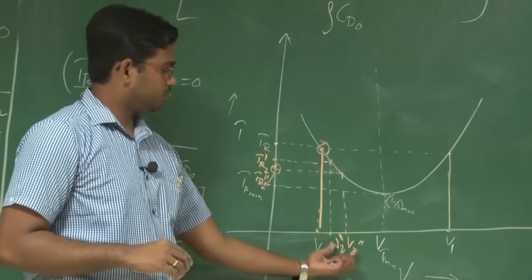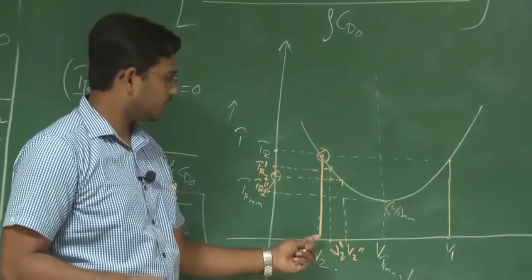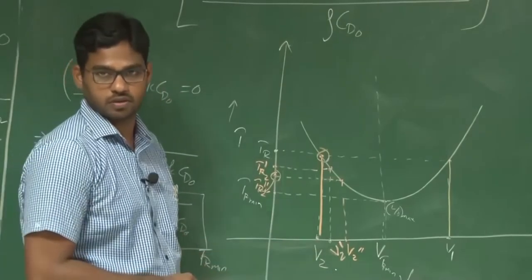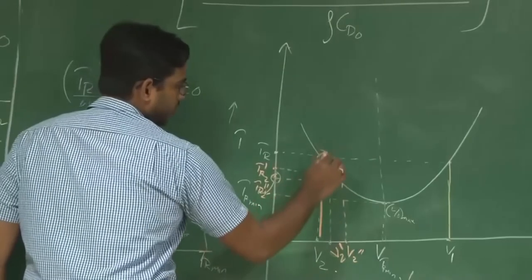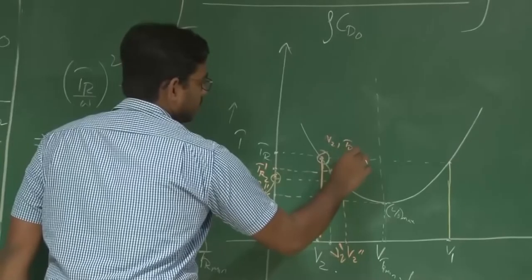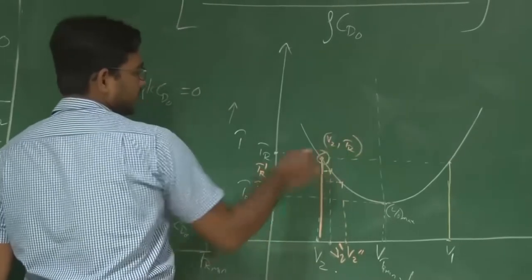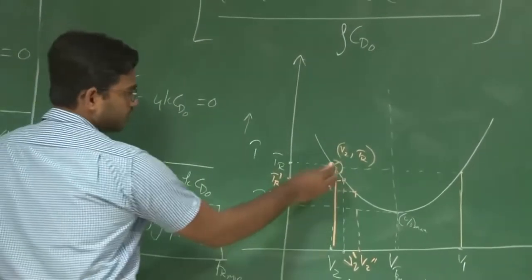Now say we assume that there is an increase in velocity because of the disturbance. Now say there is a decrease in velocity because of the disturbance. So again we have come back to our original equilibrium. Say this is my V2 comma TR, the corresponding coordinates of this point, right.